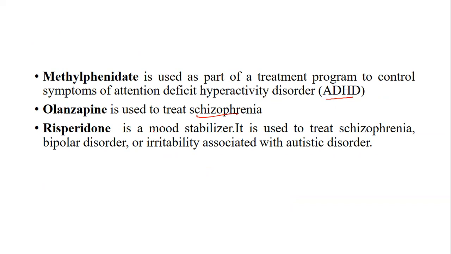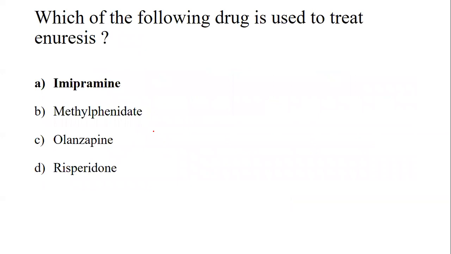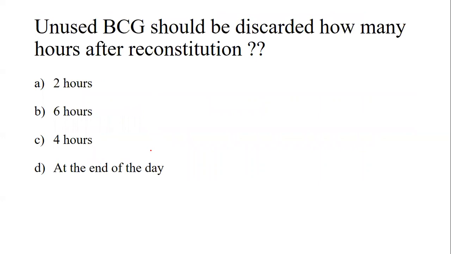Okay, so these are the options. Our question was, which of the following drugs is used to treat enuresis? The correct option was imipramine. Methylphenidate is used for controlling ADHD. Olanzapine is mainly for managing schizophrenia. Then risperidone is mainly for controlling bipolar affective disorder, and it is a type of mood stabilizer.